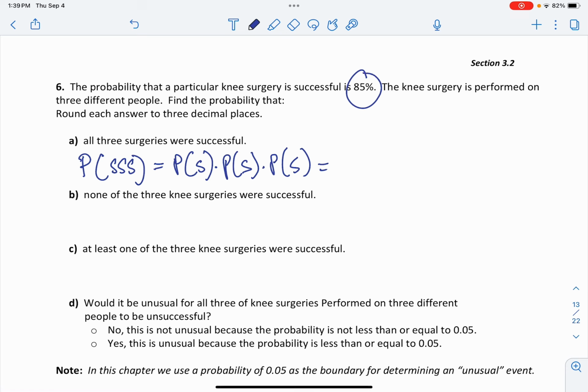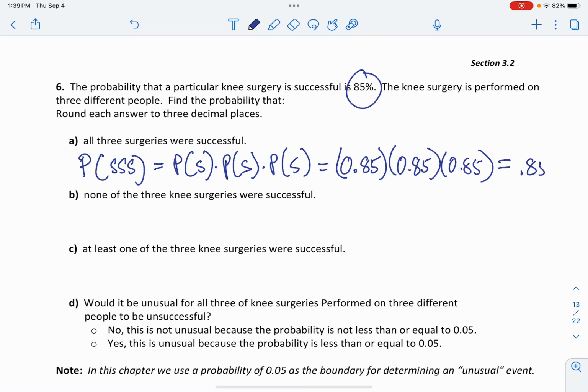Make sure to convert that to a decimal when you're doing calculations. So I'm going to write that as 0.85. And then the second one is also 0.85. And the third surgery is 0.85. Right? Or you could write that as 0.85 to the third power, if you want to do that calculation easier in your calculator. And so this is about 0.0614.